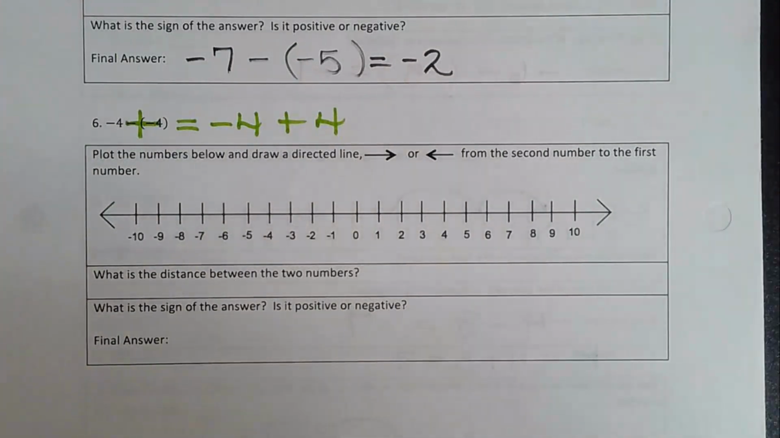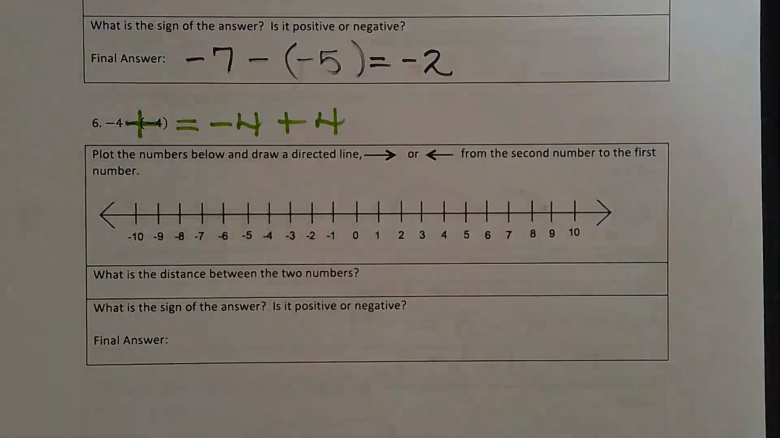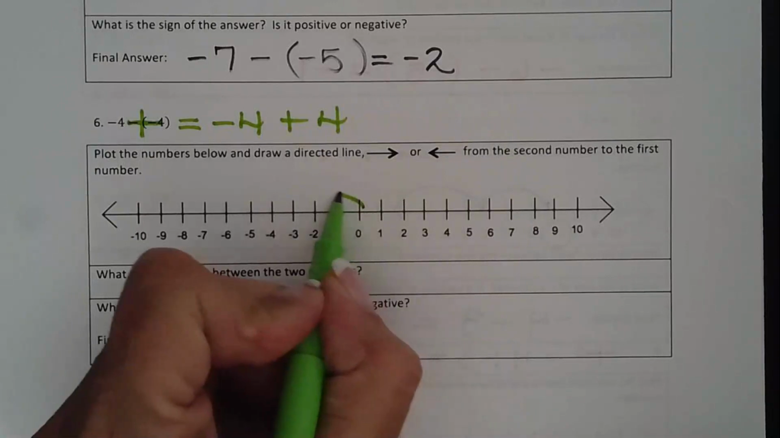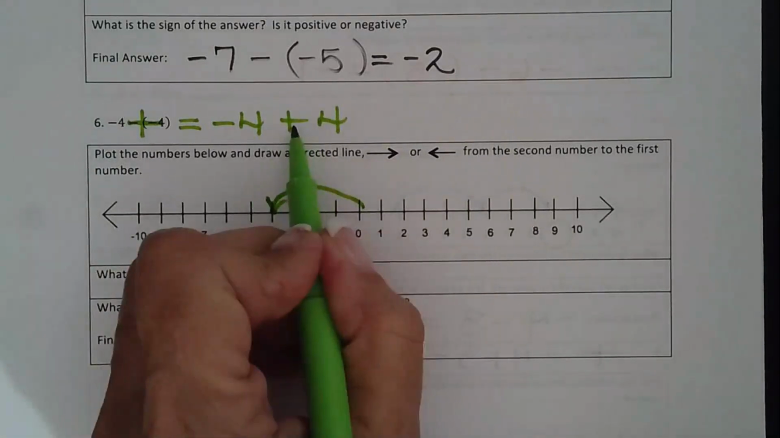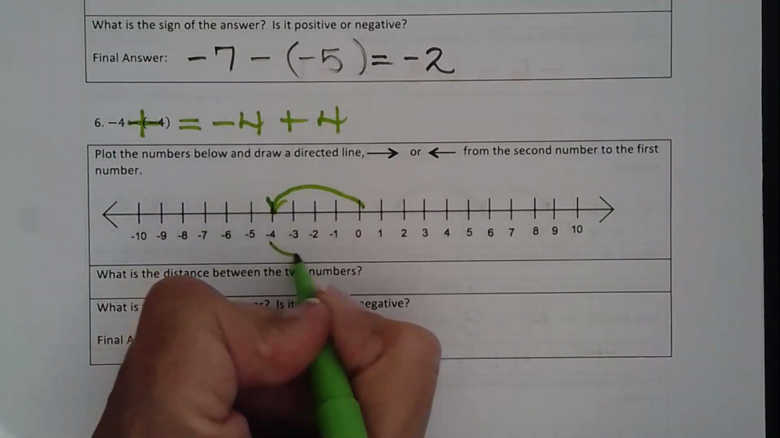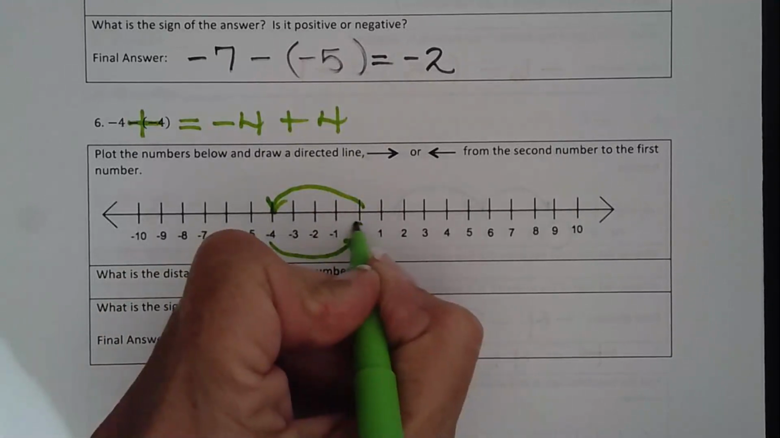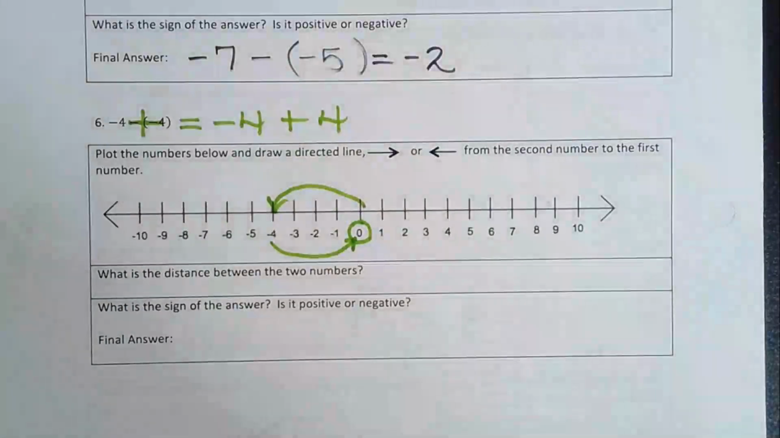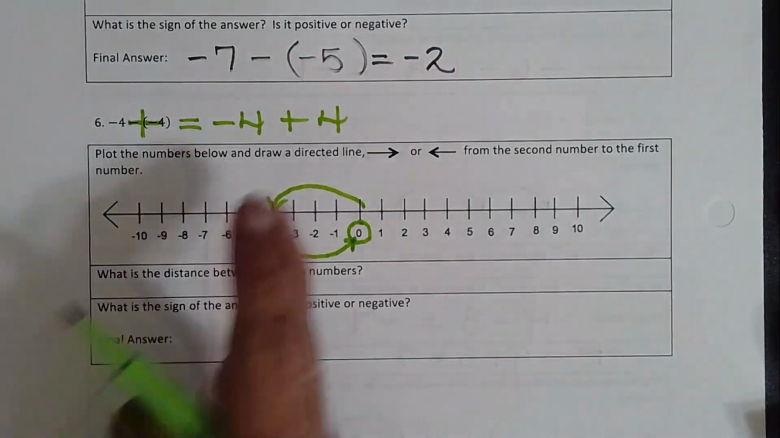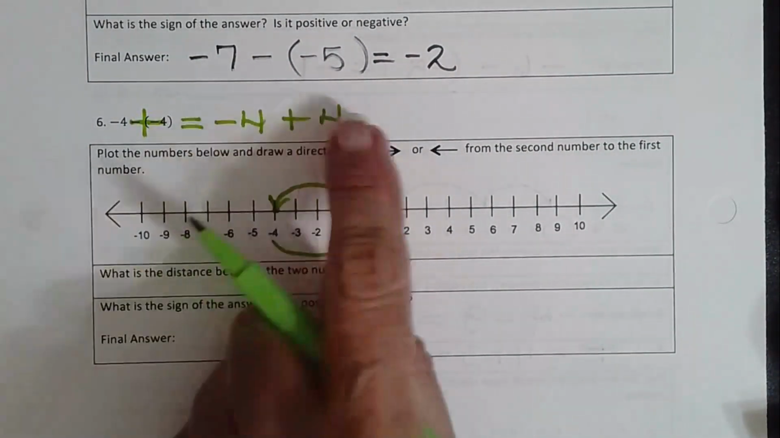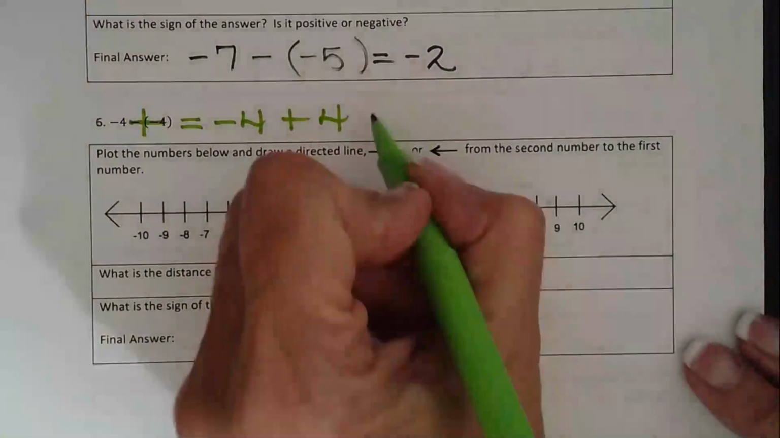So let's see if the number line verifies that. Back 4, and then from that position up 4, ding, ding, ding, ding, ding. It does verify. Anytime you add opposites, I'm adding a -4 to a +4, you get 0.